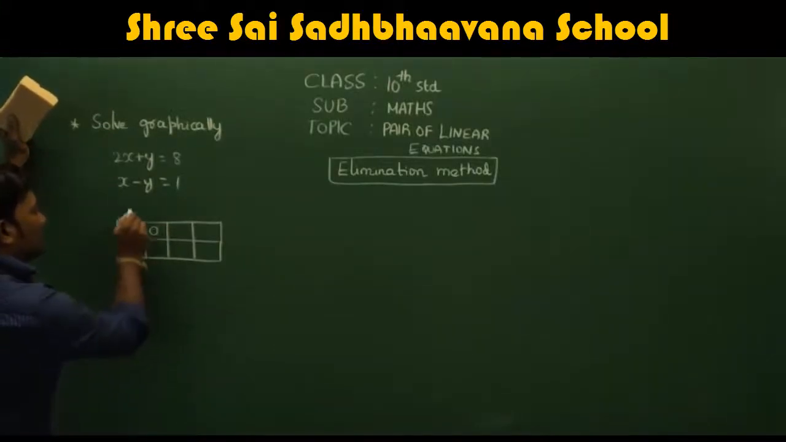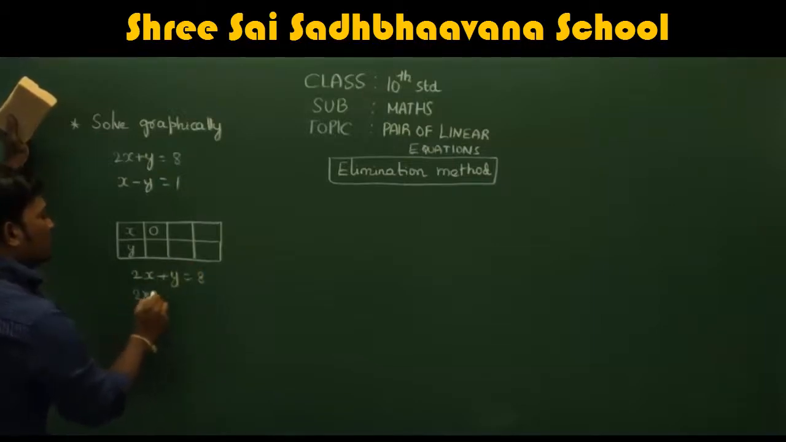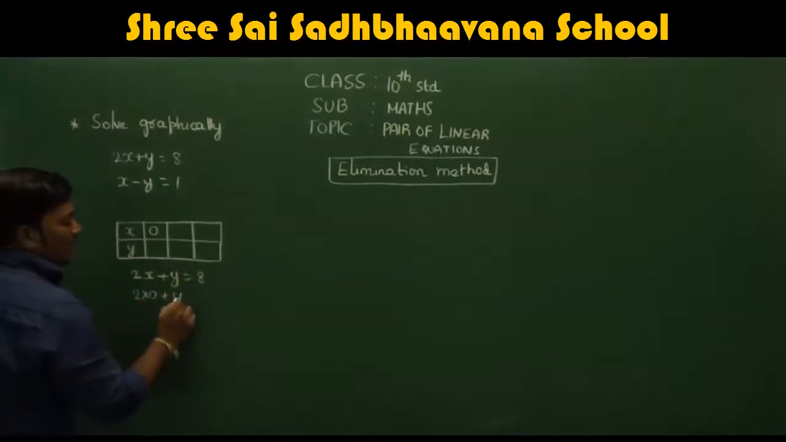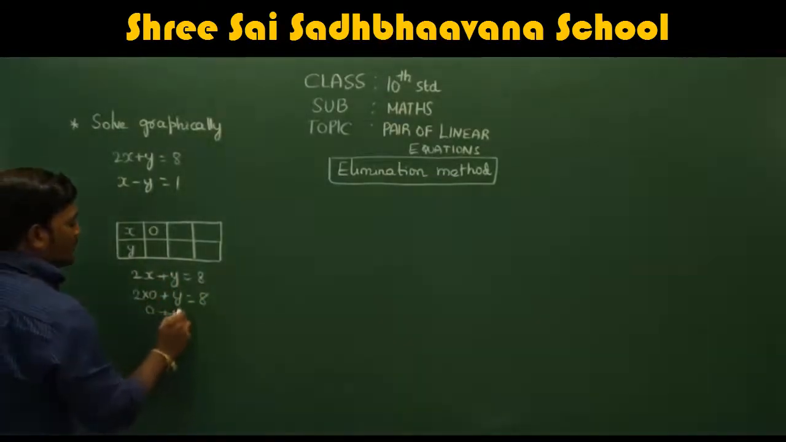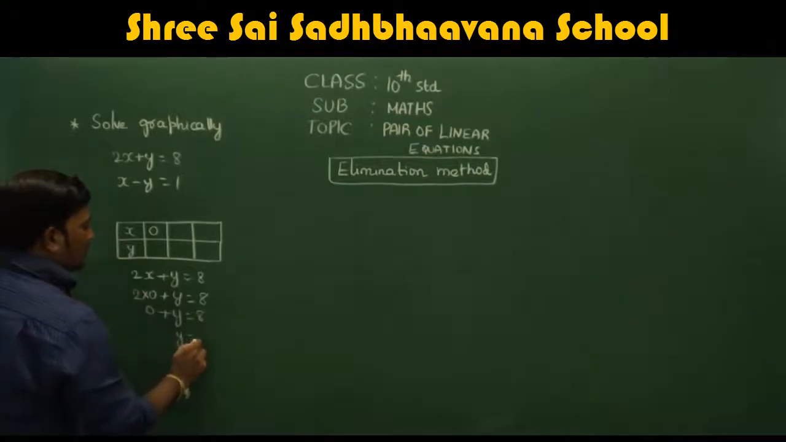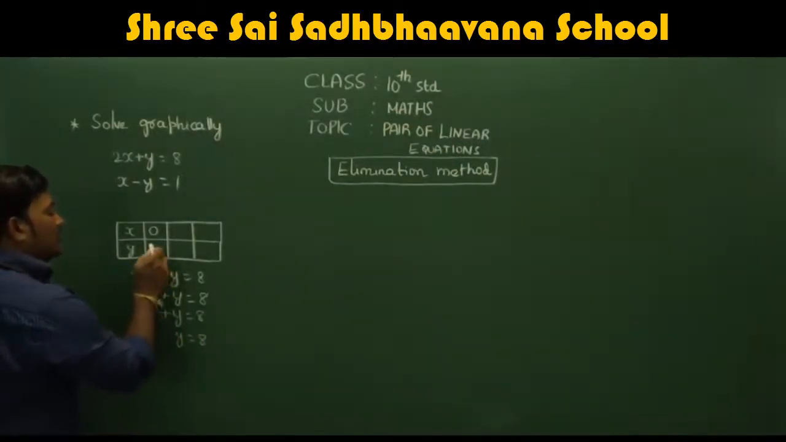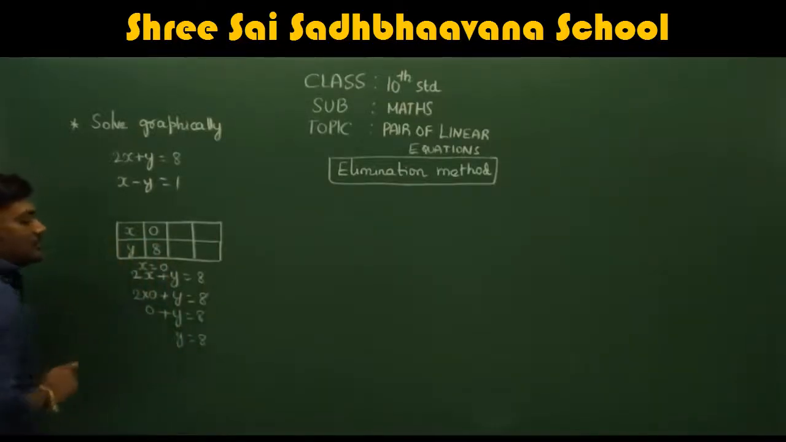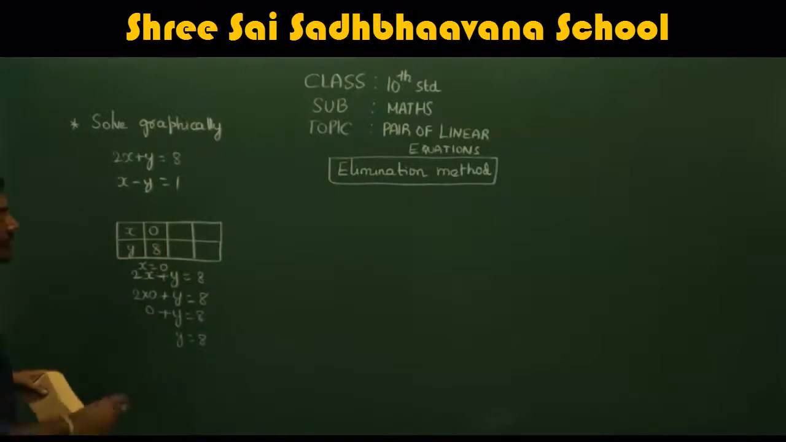Substitute 0 in the first equation, 2x plus y is equal to 8. If you substitute 0, 2 into 0 plus y is equal to 8. 0 plus y is y itself. So y is equal to 8. What value of x have you taken? The x value you have taken as 0, and you got y as 8. So for x is equal to 0, you got the y value as 8.